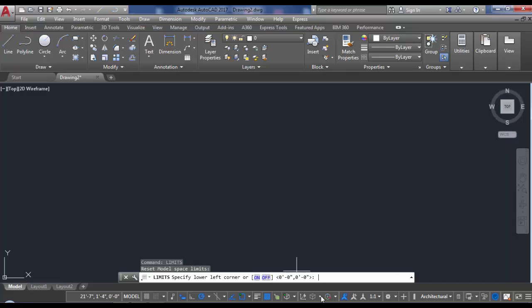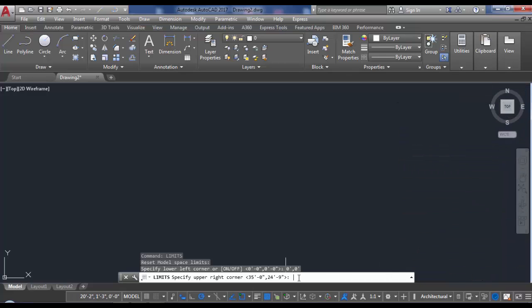To make sure, I'll be typing 0 feet in x direction, comma, and 0 feet in y direction. So now I have this locked at 0 feet and 0 feet in x and y direction. By default the size of our drawing sheet has been kept as 35 feet in x direction and 24 feet and 9 inches in y direction.